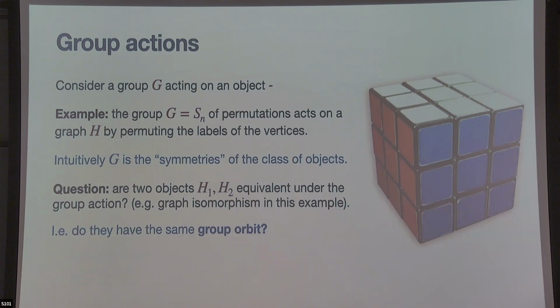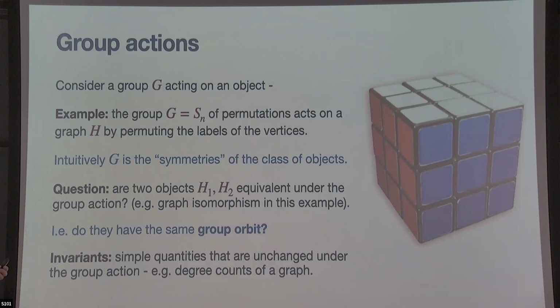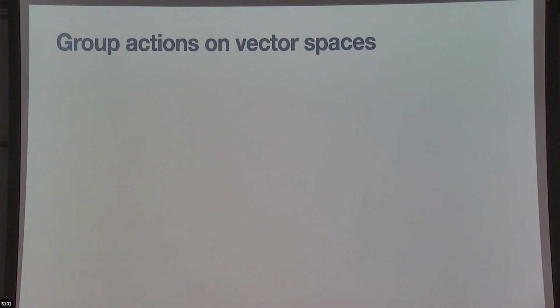And invariants are quantities that are unchanged under the group action. They don't have to be simple, but they're useful if they're simple. So for example, if you have two graphs that are isomorphic, they'll have the same degree count, the numbers of vertices of each degree. And so invariants can be a simple way to certify that two objects are not equivalent. So the setting we're going to be talking about here doesn't have anything to do with graph isomorphism. It has to do with group actions on vector spaces by some continuous groups.